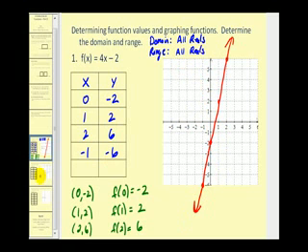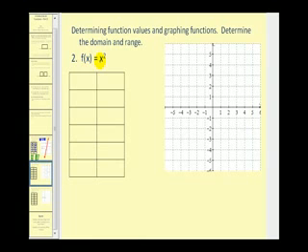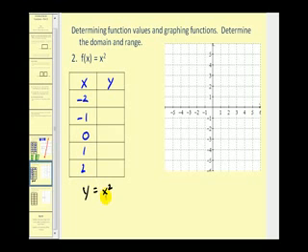Let's take a look at another one. Here we have f of x equals x squared. And again, when we first start to work with functions, it may be helpful to rewrite this as y equals x squared. So let's go ahead and make a t-table. And let's select negative 2, negative 1, 0, 1, 2. Well, once we have our x value, to find y, we have to square x. So negative 2 squared would be 4, negative 1 squared would be 1, 0 squared would be 0, 1 squared is 1, and 2 squared is 4.